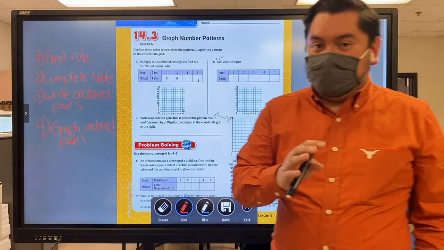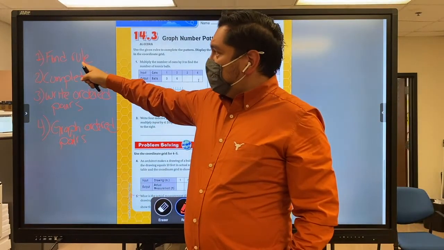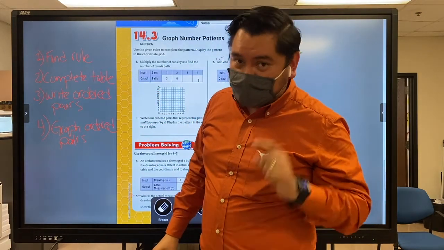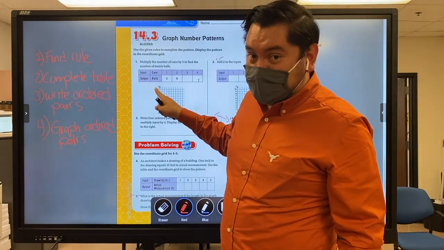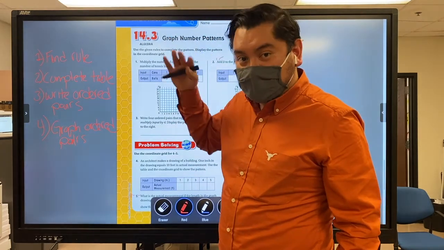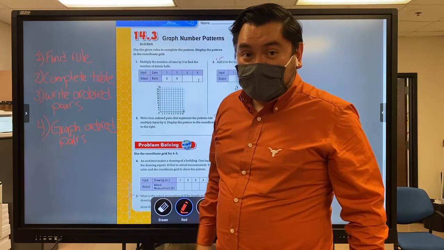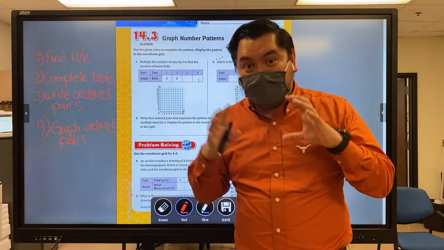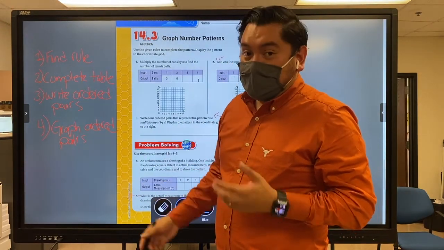Just to remind you of the steps we took. Remember, this is your success criteria. The first thing you do is find the rule. Read the problem and find the rule. Number 2, complete the input-output table using that rule that you just found. Number 3, you're gonna write your order pairs, right? You found your rule, you completed the table. Now take out the order pairs, and remember, those go in parentheses. And then lastly, you're gonna go and graph the order pairs that you just created, okay?